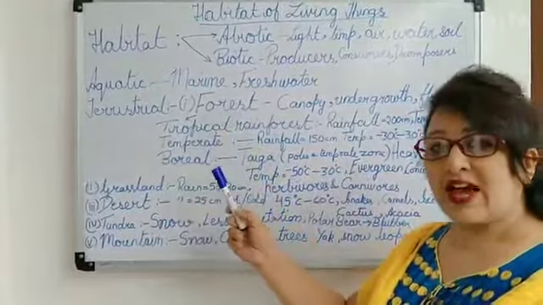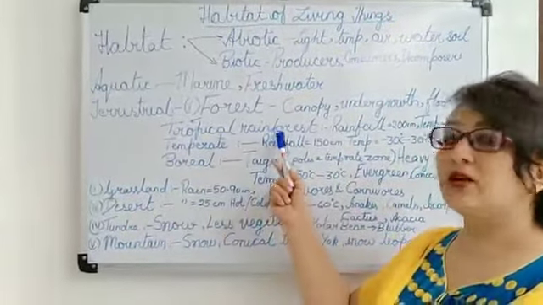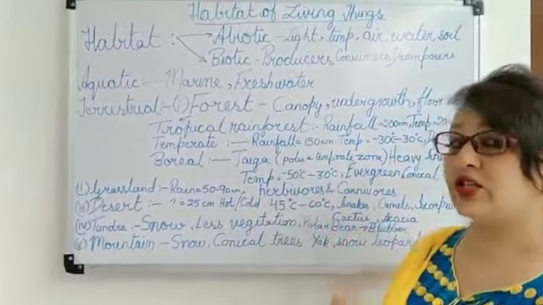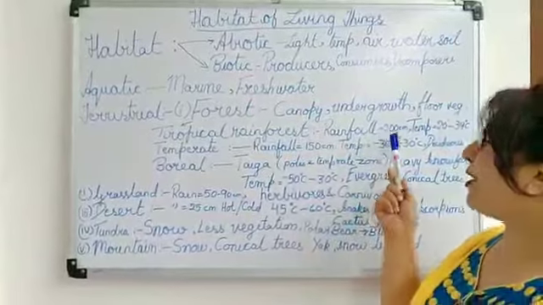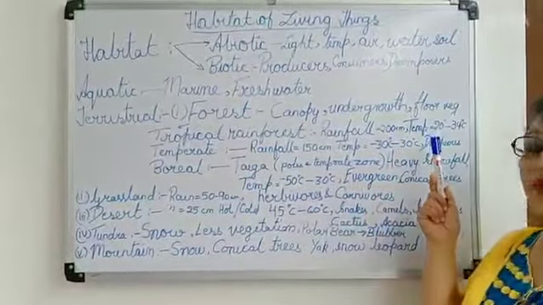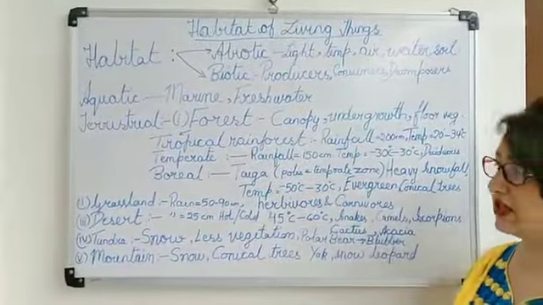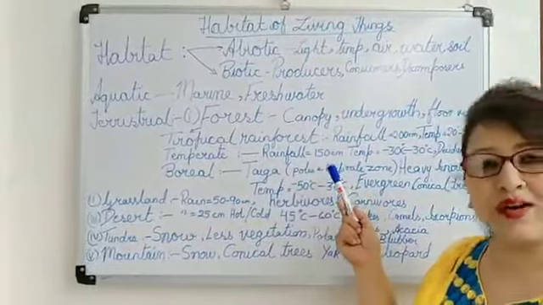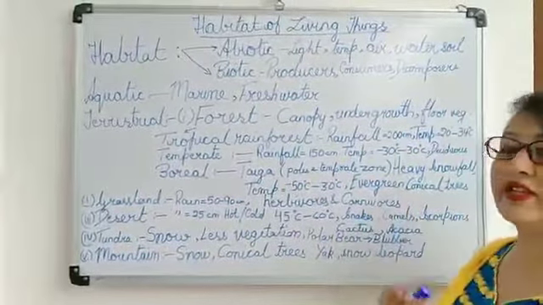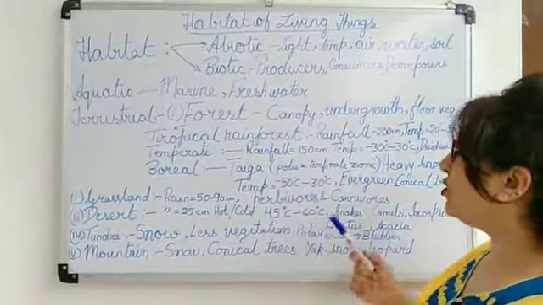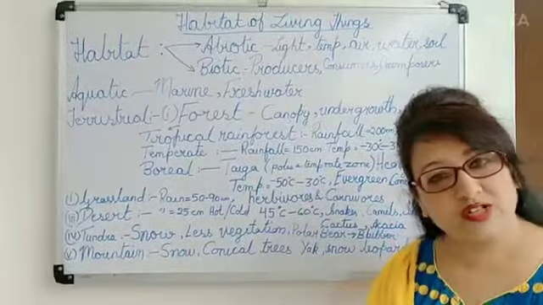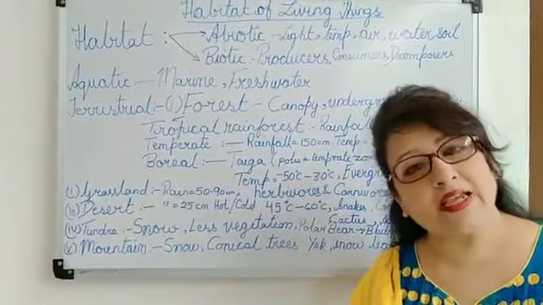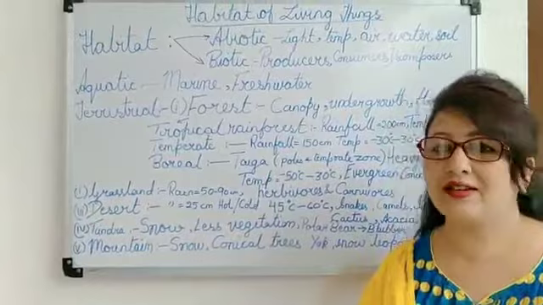Now, forest habitat is also divided into tropical rainforest, temperate forest and boreal forest. What are the tropical rainforests? Here you have maximum rainfall of about 200 centimeters and the temperature ranges between 20 degrees to 40 degrees. Temperate forests, there the rainfall will be about 150 centimeters and the temperature ranges between minus 30 to 30 degrees. And we have a lot of deciduous trees over here which shed off their leaves in autumn and give birth to the new leaves in the spring season.